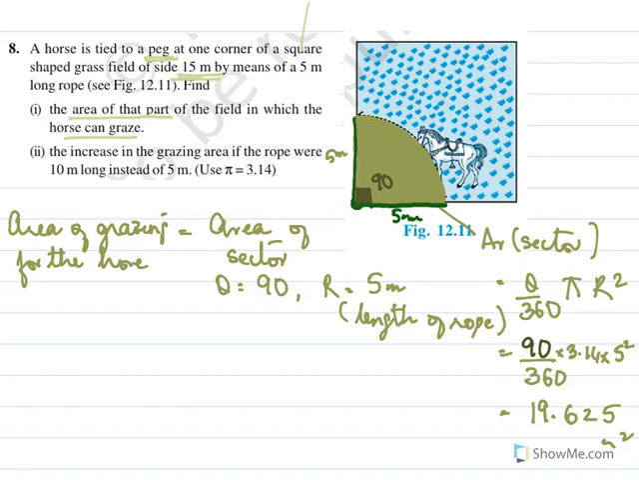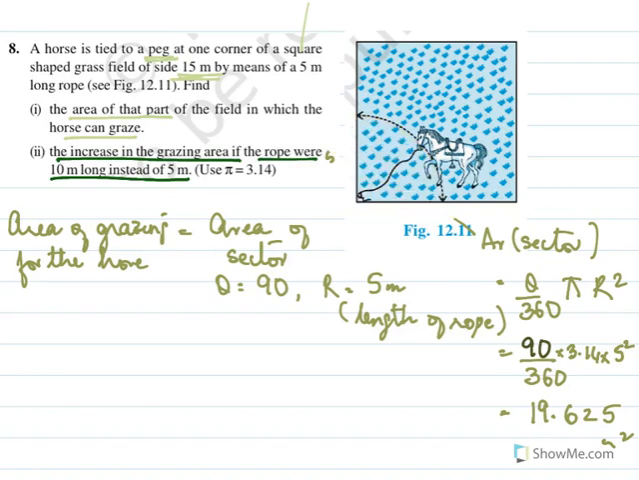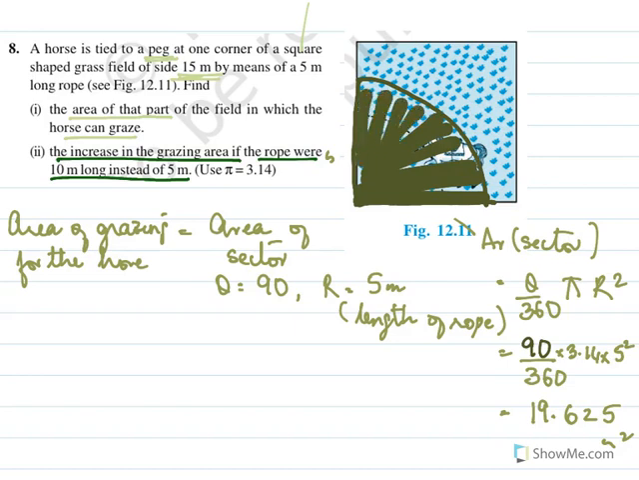This is one part of the sum. Then the second part of the sum says, find the increase in the grazing area if the rope were 10 meter long instead. Now they're giving him a longer rope. A longer rope means he can now graze more area, 10 centimeters. This probably would be the area he would graze, this entire area. With a longer rope he can now go further up.